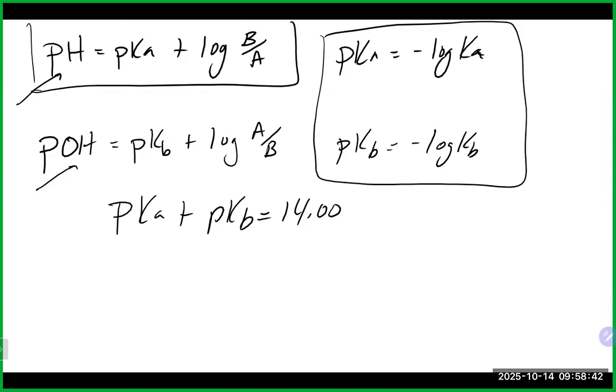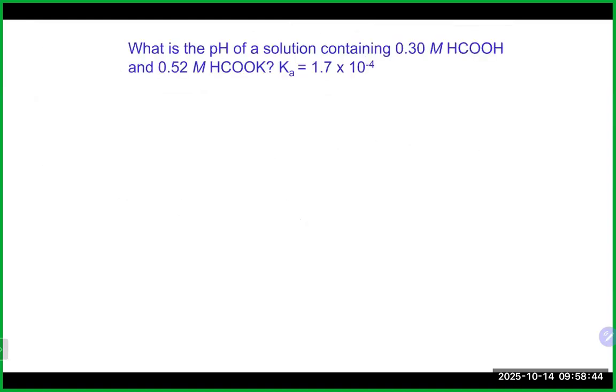Any questions on that here? All right. So I thought we stopped at this one and you're supposed to do it. So let's go through this one here and see what we got going on. We're looking for the pH of a solution that contains 0.3 molar formic acid with 0.52 molar potassium formate. Ka value is 1.7 times 10 to the minus 4.